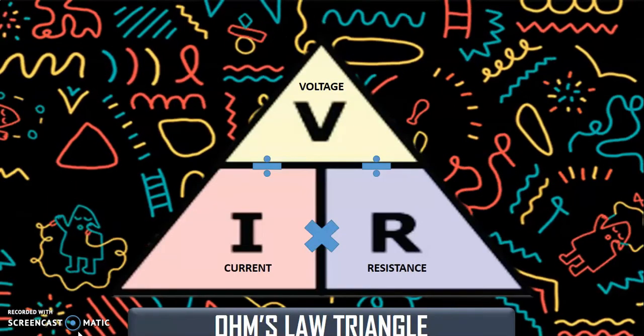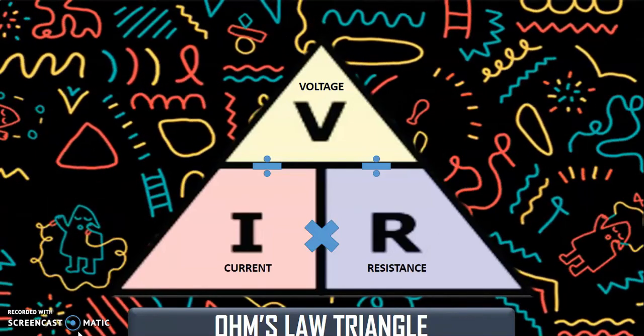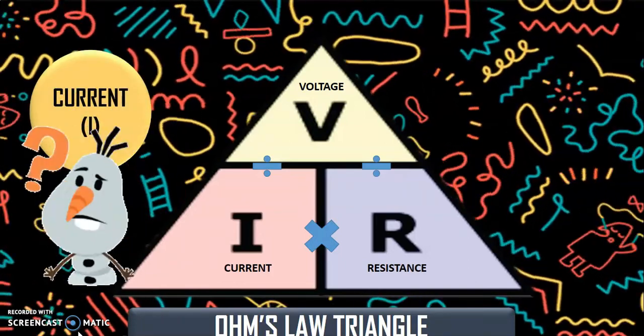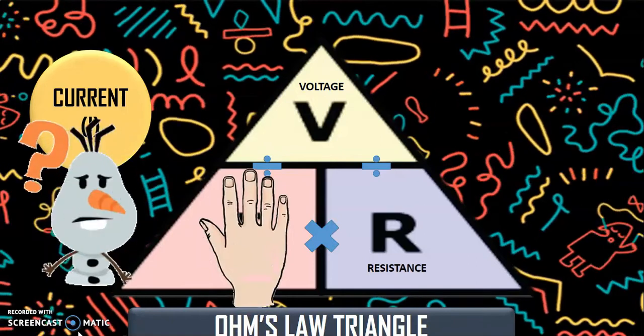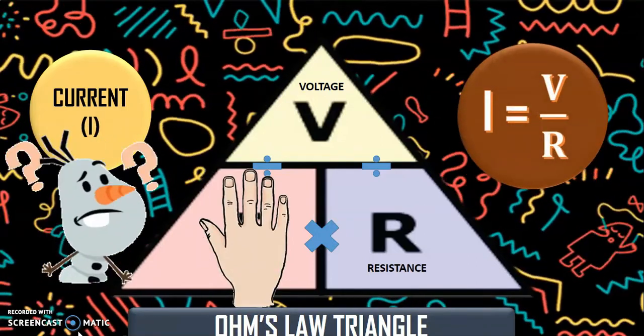Using the Ohm's law triangle, we can derive the equations for current, voltage, and resistance. If you are looking for the current, you just have to cover its symbol I, and you will get the equation I is equal to V over R.